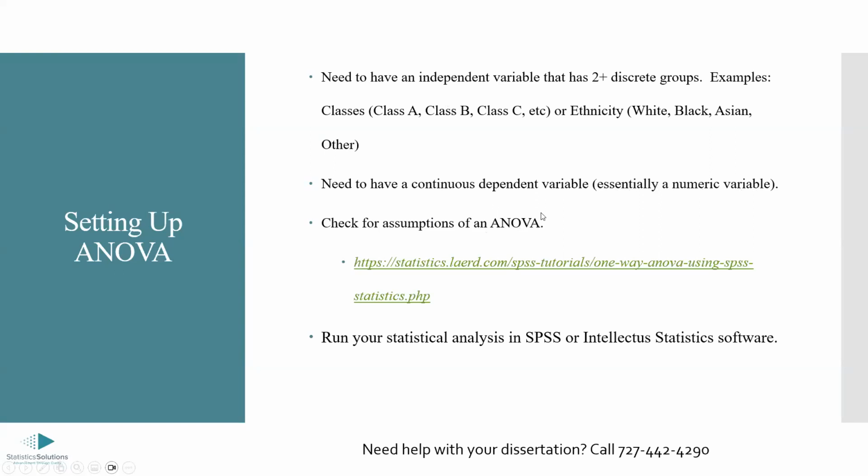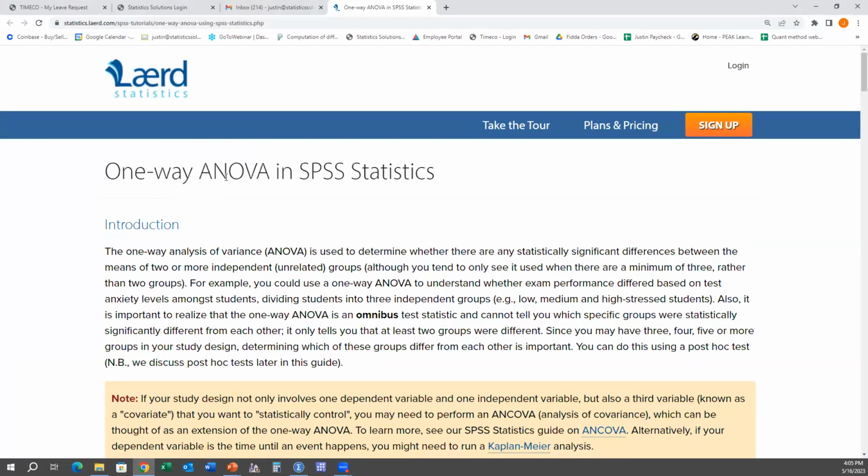So this is where you have to check with your committee. Most committees are going to have preferences for what assumptions to check. And we've done webinars on assumption checking. In fact, I did one last week where we look at normality and homogeneity of variance and linearity. But you can check out this statistics website, Statistics Laerd. And if you just type an analysis into Google, like ANOVA and Statistics Laerd, this is the first web link that is going to pop up.